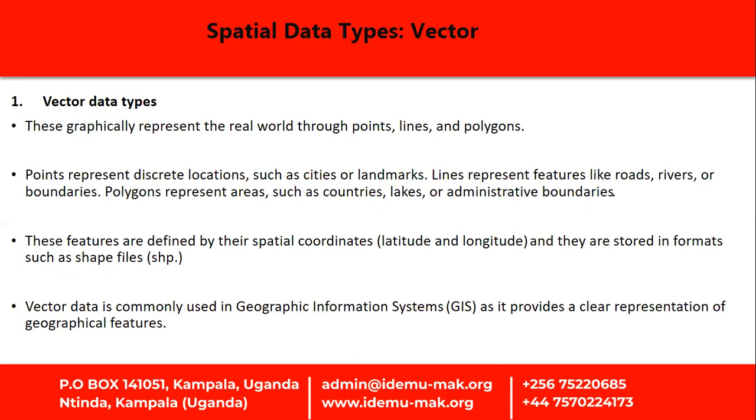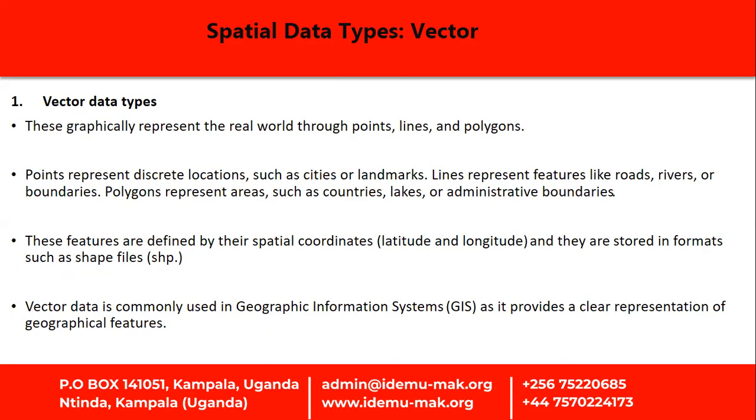So we have two types of spatial data. We have the vector data types and we also have the raster data types. Under vector, we have the points, the lines, and the polygons. And for the points, usually these points represent things like roads, rivers, boundaries, and all that.